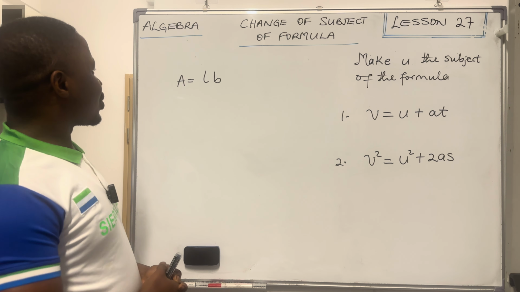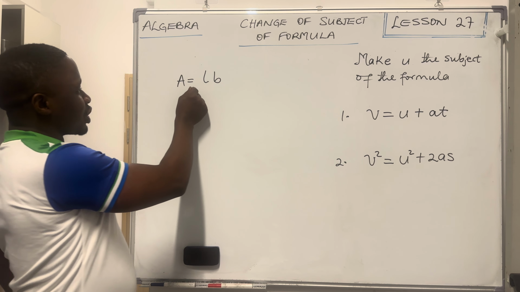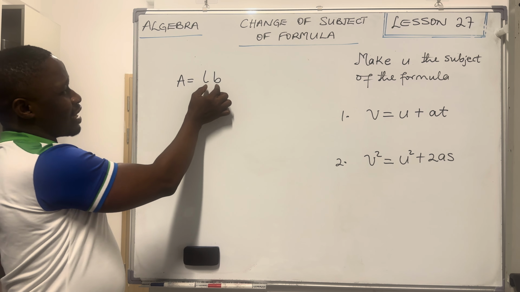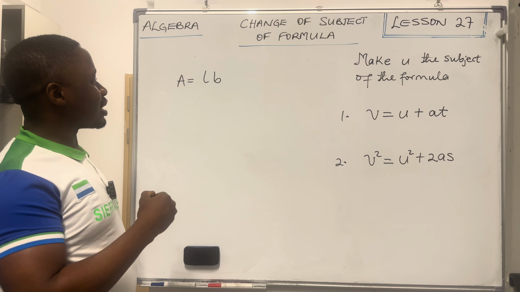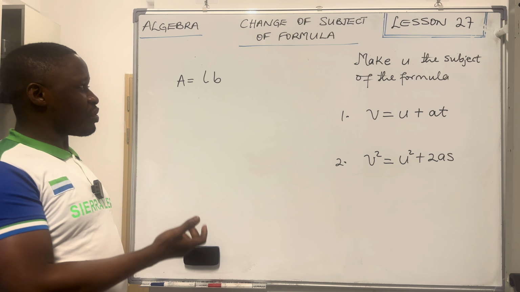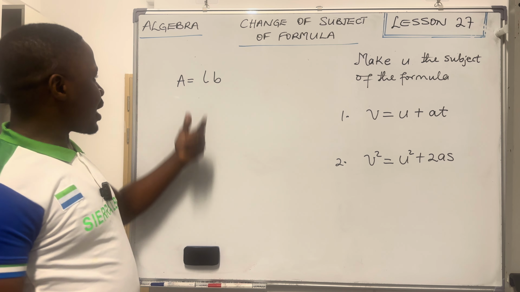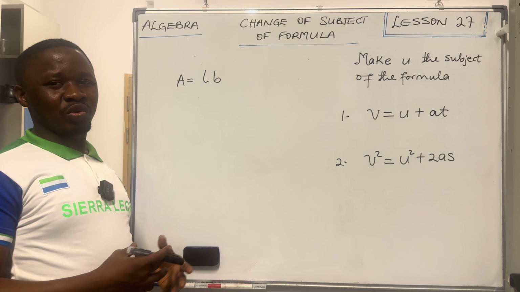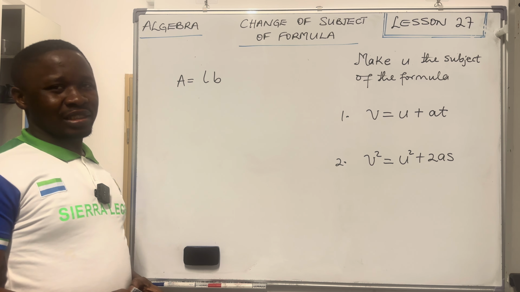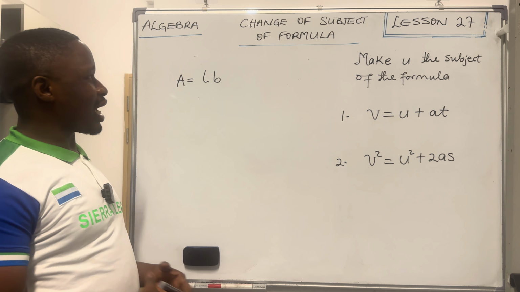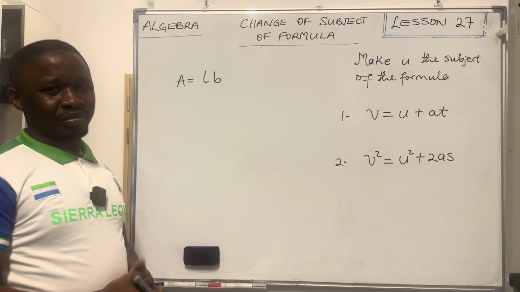So what makes it a relation? Because of the relationship between area and these two parameters, length and the breadth. What makes it an equation? Of course, you can see the equal to sign. Why do they call it formula? Because we use it as a template to solve problems, problems that have to do with length, breadth, and area.